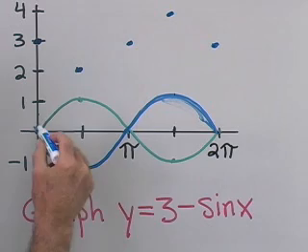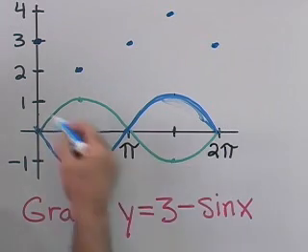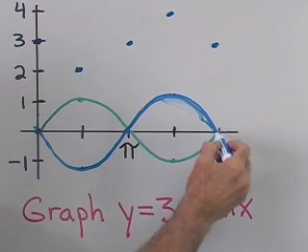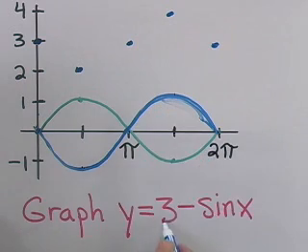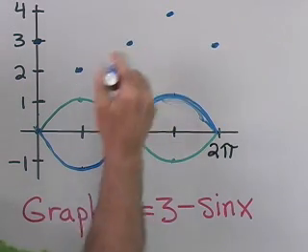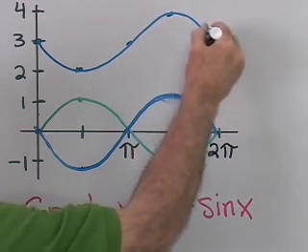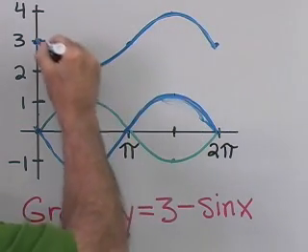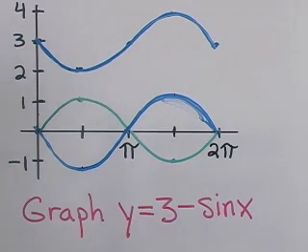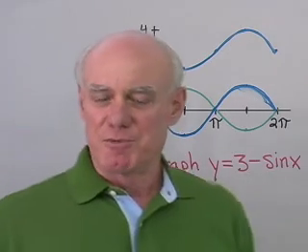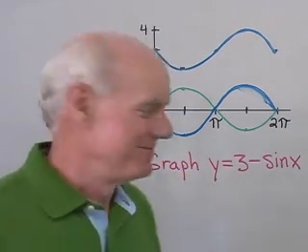So what happens when I take the graph of y equals sine x and reflect it, I get the graph of y equals negative sine x, and when I add 3 to that, I just take the blue graph and move it up 3 units everywhere. So I'm going to get a graph that looks like this. So there's one complete cycle of the graph of y equals 3 minus sine x. Seems pretty easy. Let's take a look at another one.